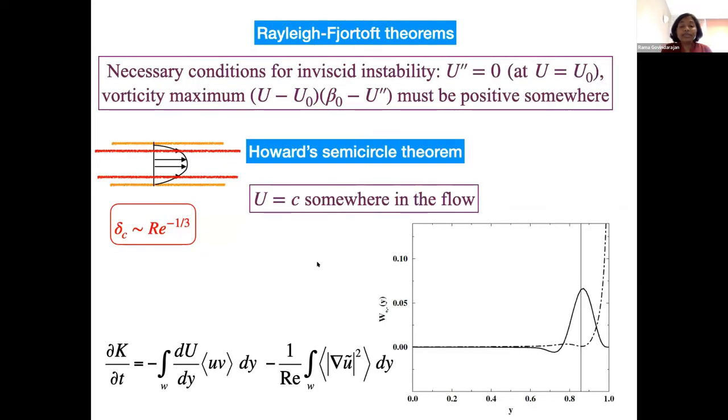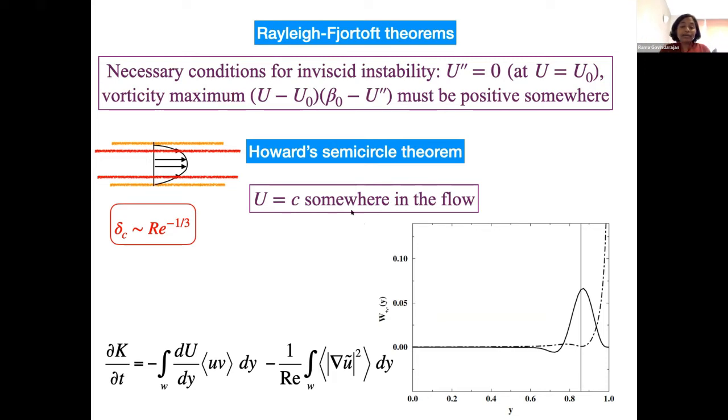We also discussed the Rayleigh-Fjortoft theorems for inviscid instability. We looked at how a profile like this, which is parabolic, cannot go unstable inviscidly because U double prime never crosses an inflection point. And we considered an inflection point as a necessary condition for instability. But we saw how viscosity acts, and Howard's semicircle theorem assures us that U equals C somewhere in the flow, where C is omega by alpha, the phase speed of the disturbance.